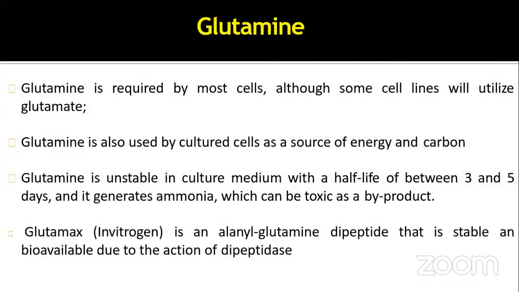Then glutamine. Yesterday also I told you the media won't contain glutamine. If you want, we can add the glutamine. Glutamine is required for most cells, and some cell lines will utilize glutamate. Glutamine is used by cultured cells as a source of energy and carbon, and it is unstable in culture media. The half-life is only 3 to 5 days. And after metabolism, it generates ammonia, which is toxic. Therefore, only if it is necessary should we add the glutamine.